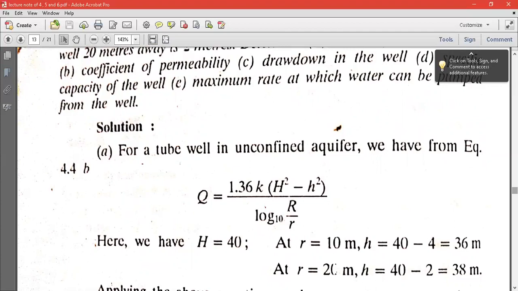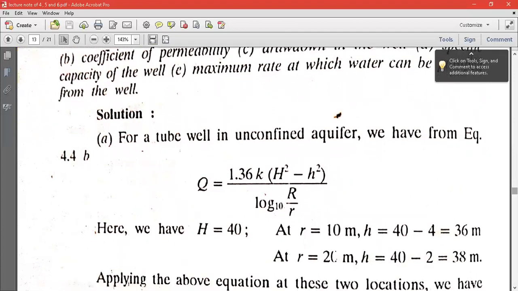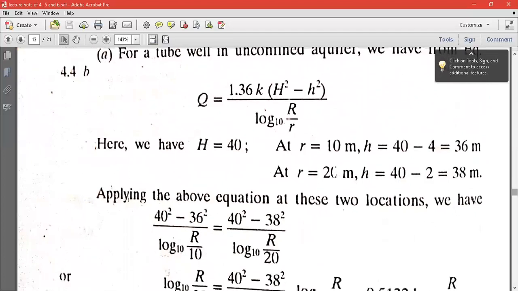It is also given in the question that two test wells were penetrated. When r equal to 10 meter, the drawdown is 4 meter, so small h is 40 minus 4, that is 36. Again, for the second well, which is placed 20 meter from the center of the well, when r equal to 20 meter, the drawdown is 2 meter, so h is 40 minus 2, that is 38 meter. So we know what h is.